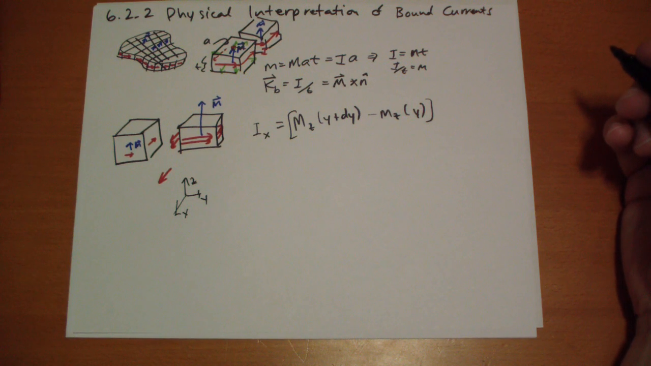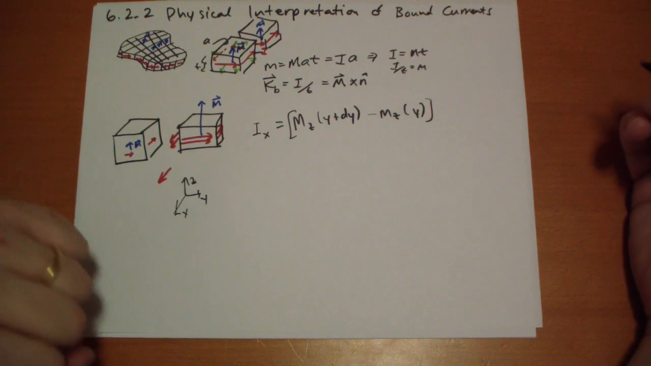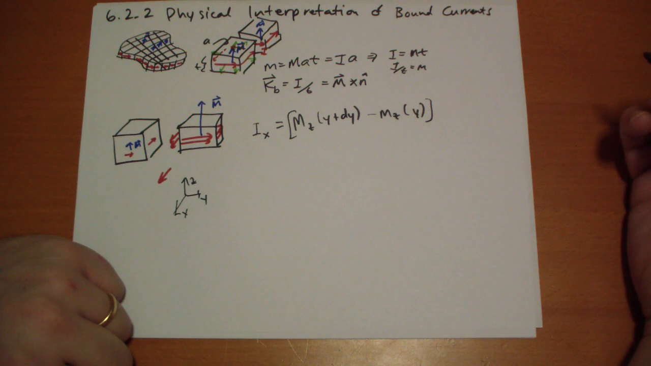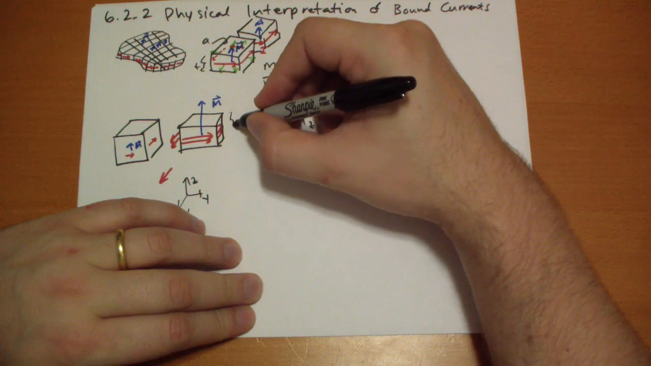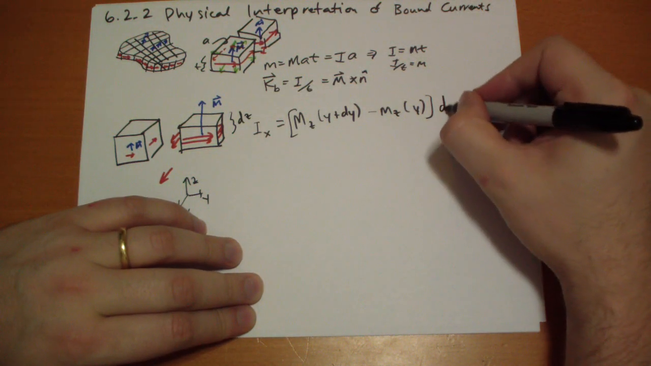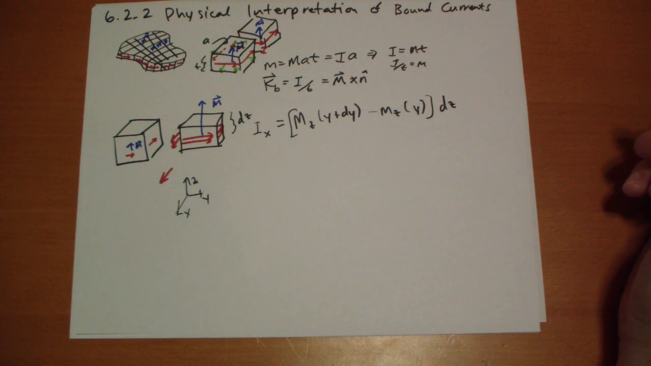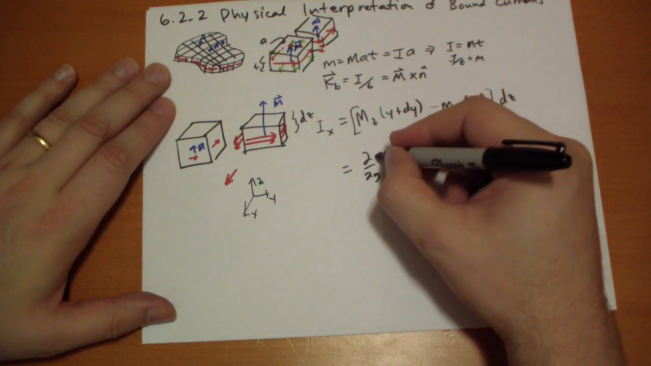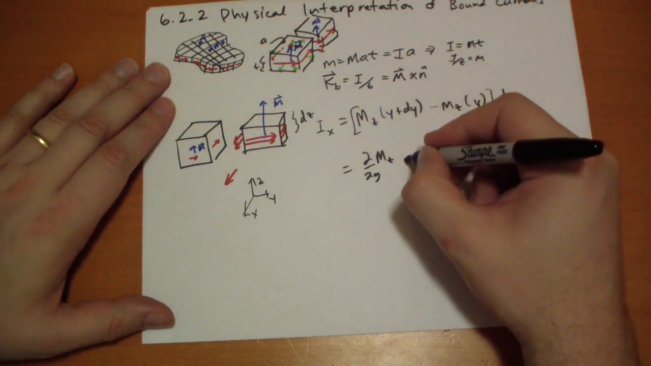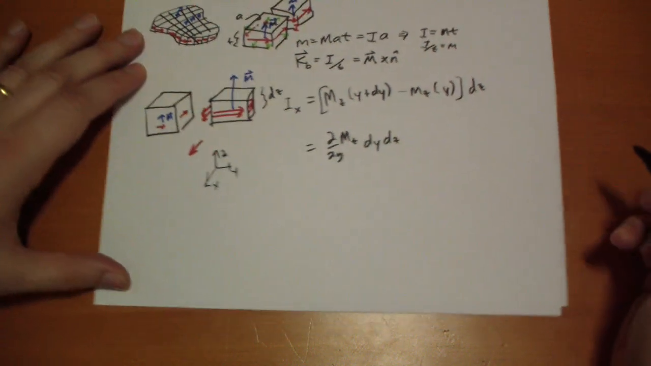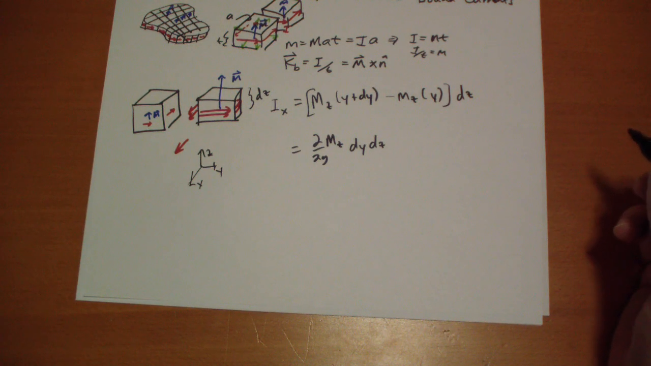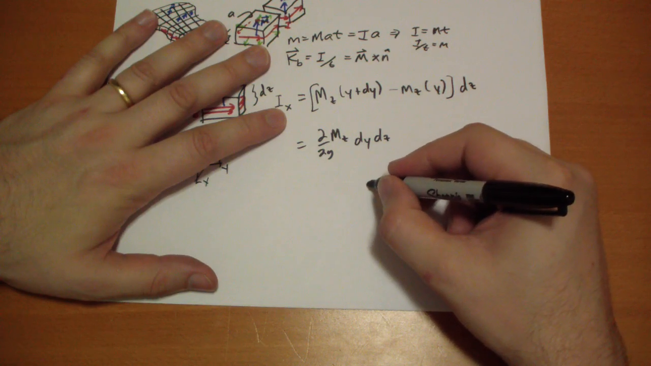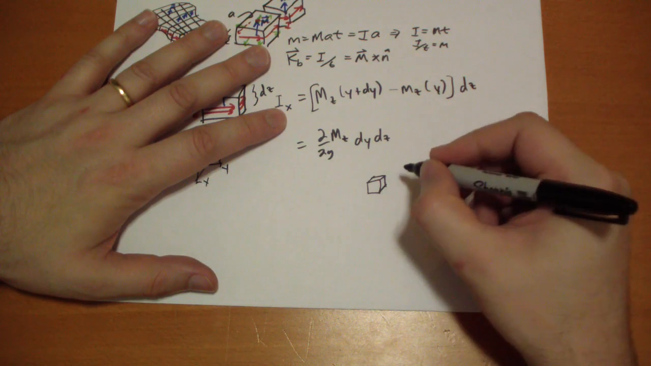Just a second. They're basically deriving the curl for you here. Where does he throw the dz in from? The dz, oh, that's the height. So this is dz. Okay. So it's that times dz. And so that's just the partial derivative with respect to y of the z component of the magnetization, dy dz.